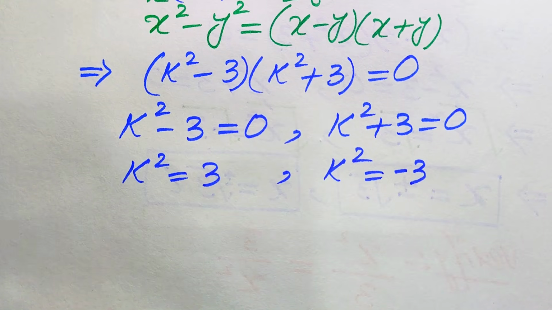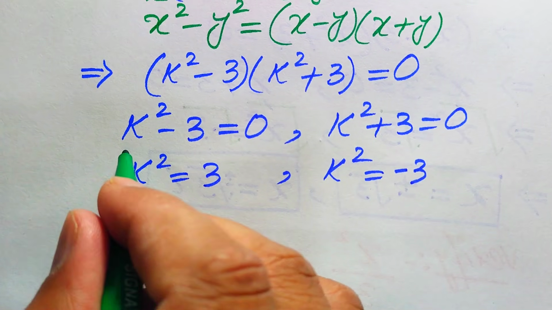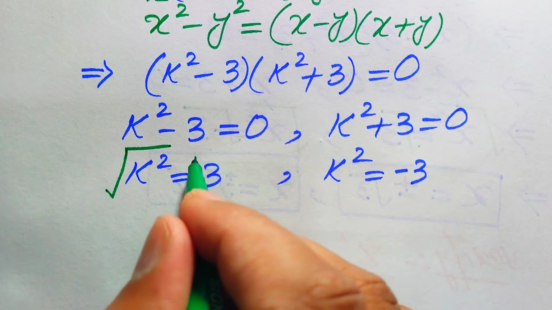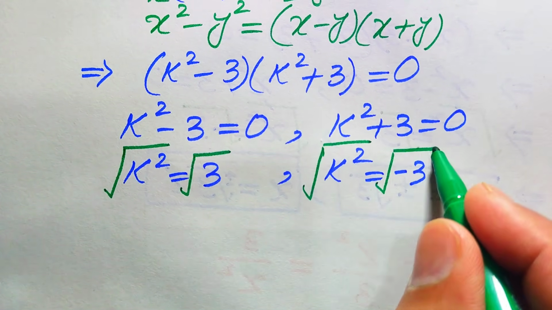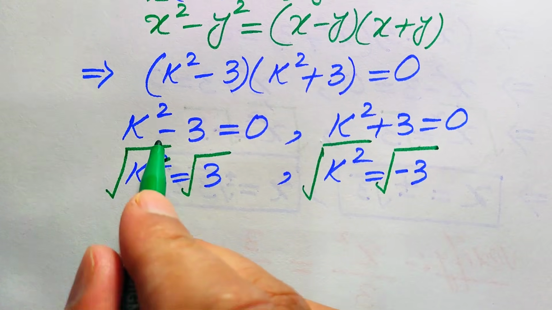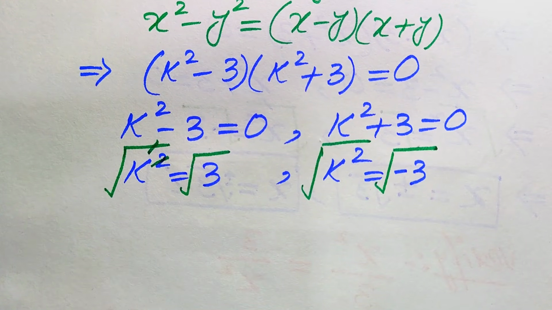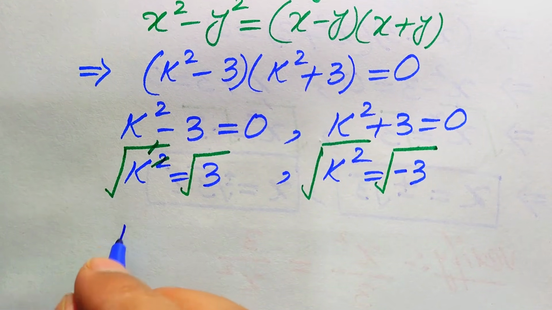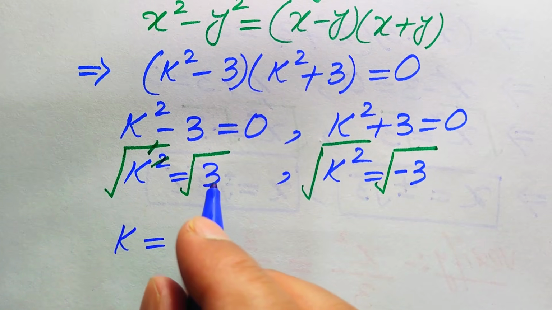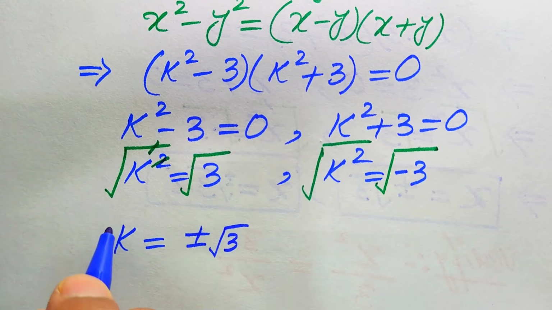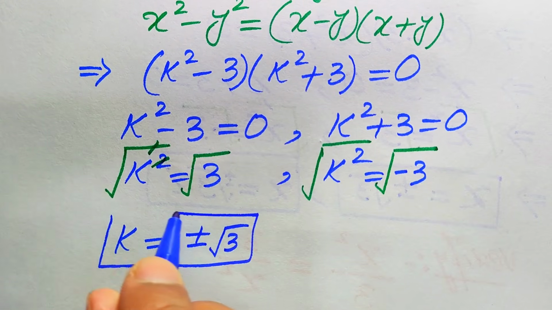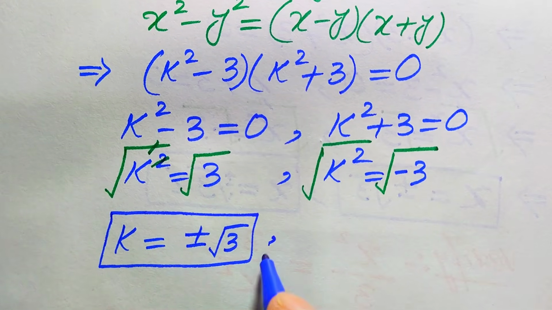And now here our target is to find the values of k. So for this we need to remove the square sign, so we apply square root on both of the sides. So when we apply square root, it will be written in this form. This 2 and this square root are gone, and here we will get k is equal to, this is square root 3, we write it as plus minus square root of 3. These are the two real roots of the given equation.